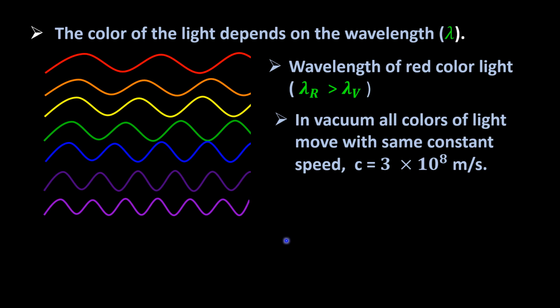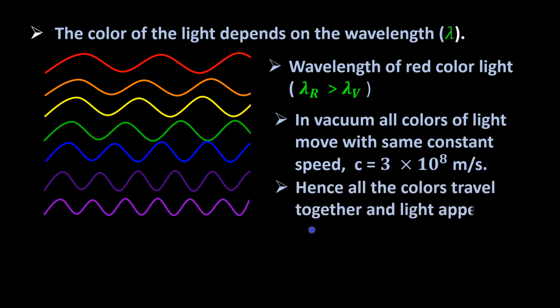That's why we get white light. A ray of white light is composed of 7 colors, and all these colors move with the same speed equal to the velocity of light, that is c equals 3 × 10^8 meters per second. So the light appears white. Hence all the colors travel together and light appears white in vacuum.